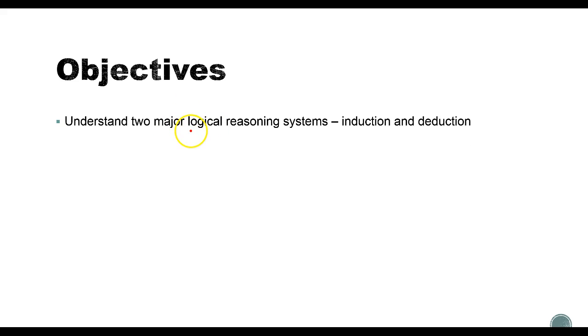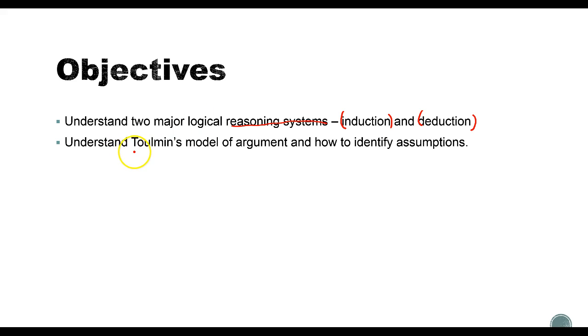So we have 5 objectives for this lesson. First, we're going to understand the 2 major logical reasoning systems, induction and deduction, and the differences between the two and how they sometimes work together. Second, we're going to understand Tolman's model of argument, how Tolman says that arguments rely on assumptions and how to identify assumptions in arguments in order to evaluate them critically. Third, we're going to talk about some major logical fallacies that authors often use in place of sound reasoning. And I'm going to show you 7 of the major ones that I think are the most important. And they're kind of funny too, so it'll be exciting when we get to that part.